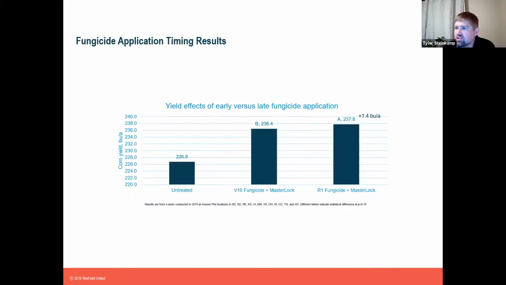Okay. Now, we had some interesting data back in 2019, where in the answer plots, we did a V10 and R1 application. Okay. And this is with Veltima. And you can see that we actually only had about a 1.4 bushel advantage to the R1, which isn't really all that significant. I actually was very excited about this data because BASF was saying that there was really good results from this little bit earlier timing. I can get over it with a sprayer, no problem. And so we were getting very decent results. Okay.